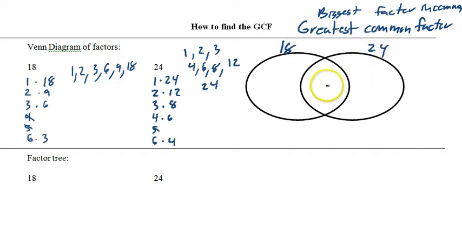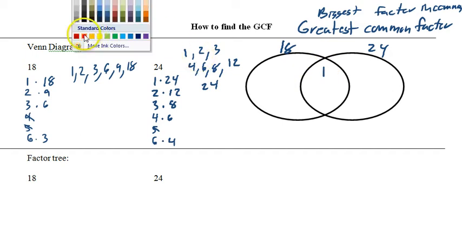And if you've never seen a Venn diagram before, basically the middle is what they have in common. And everything in the oval on the left, that's our 18s. And the oval over here, these are all 24s. And then whatever's in common, we put in the middle. Okay, so 1 is a common one. We're going to cross them off as we go.